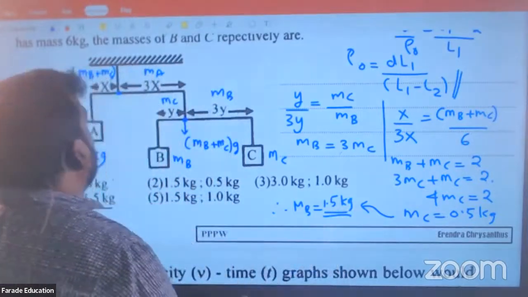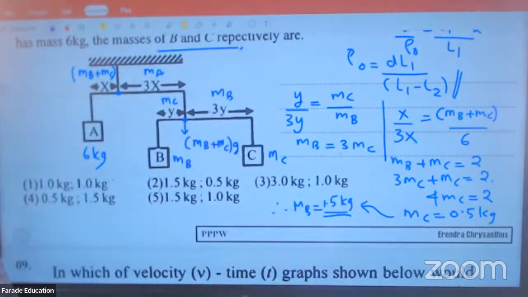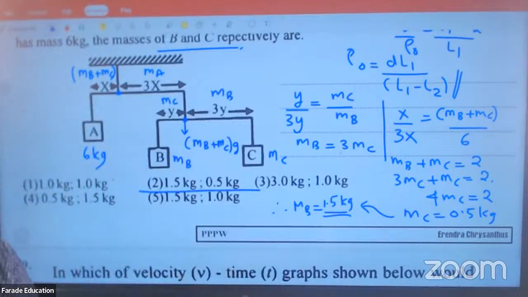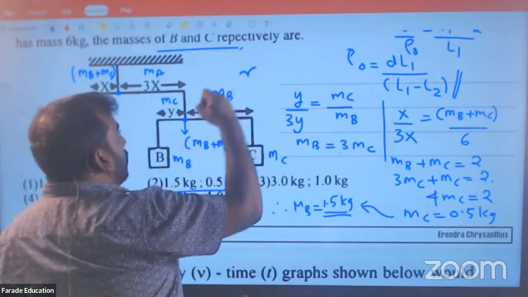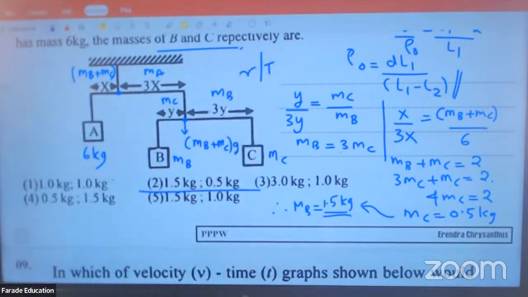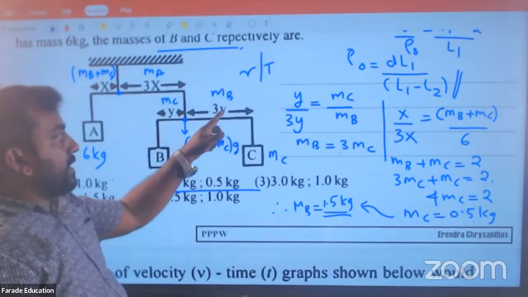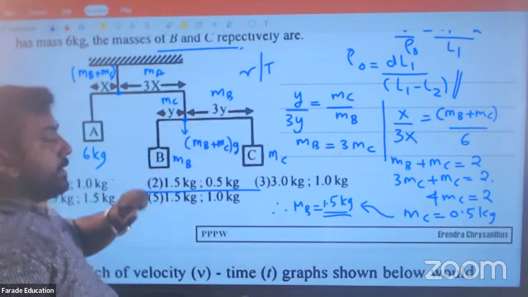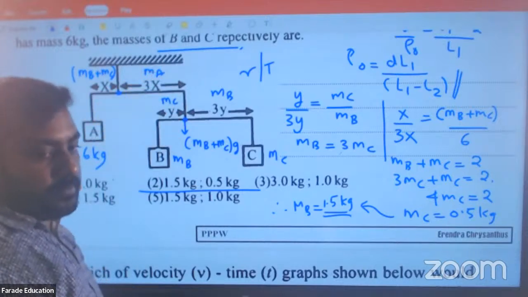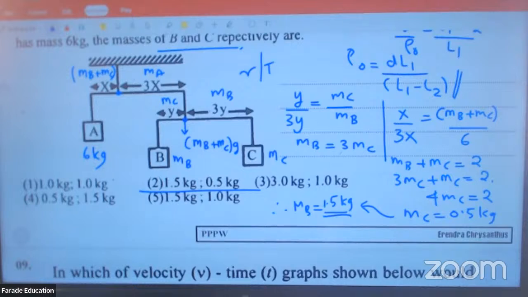What is the order they are asking? B and C. B first: 1.5 kg first, 0.5 kg next. Correct answer is answer number 2. If we apply the ratio theorem, this ratio is equal to the opposite mass ratio. This ratio is equal to the total mass here, MB plus MC, 6 kilograms. This can be found by applying the ratio theorem.